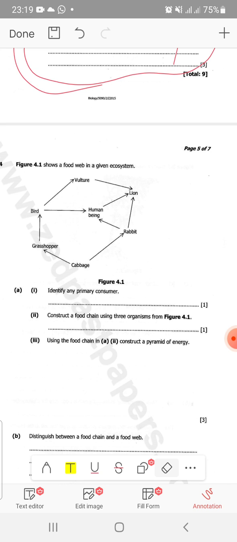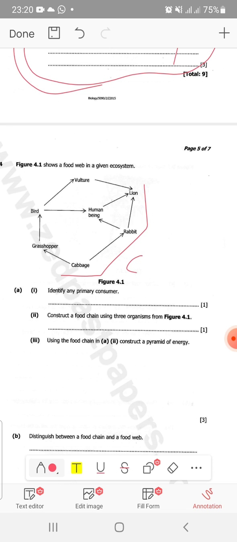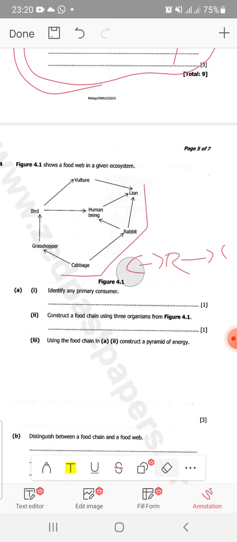For us to have 3 organisms to make a food chain, you can pick cabbage, rabbit, lion. You even have to show the arrows between them. In a straight format, you write cabbage here, you write rabbit here with the arrow in words, not symbols. Then you write the lion that side. That's how it's supposed to be.